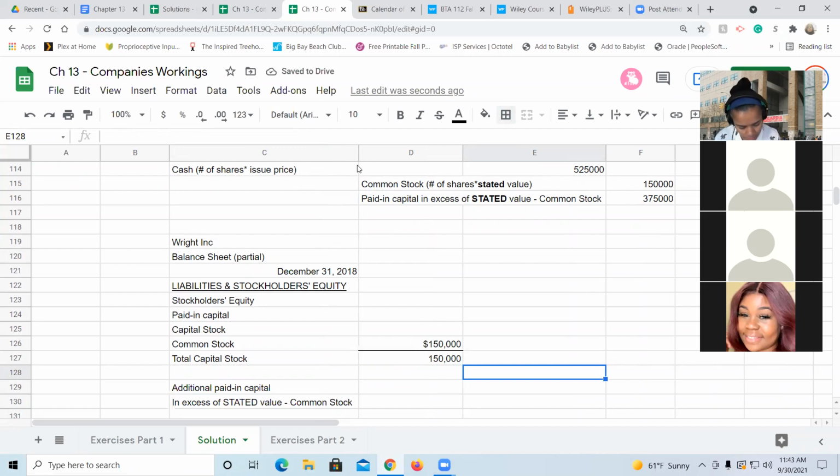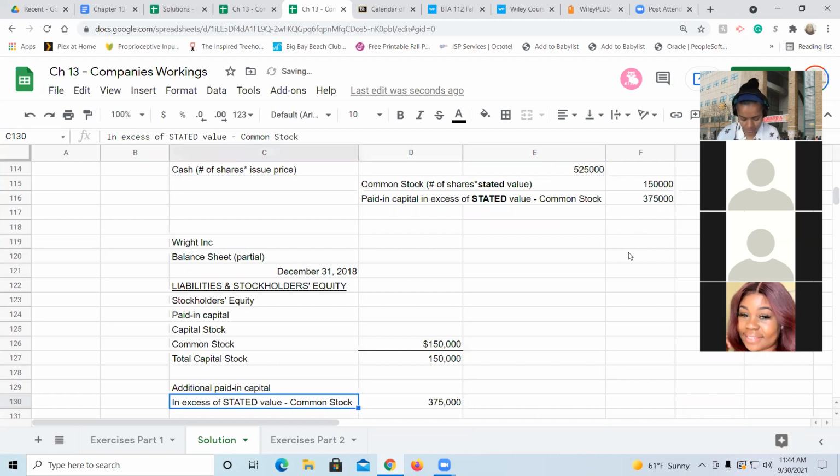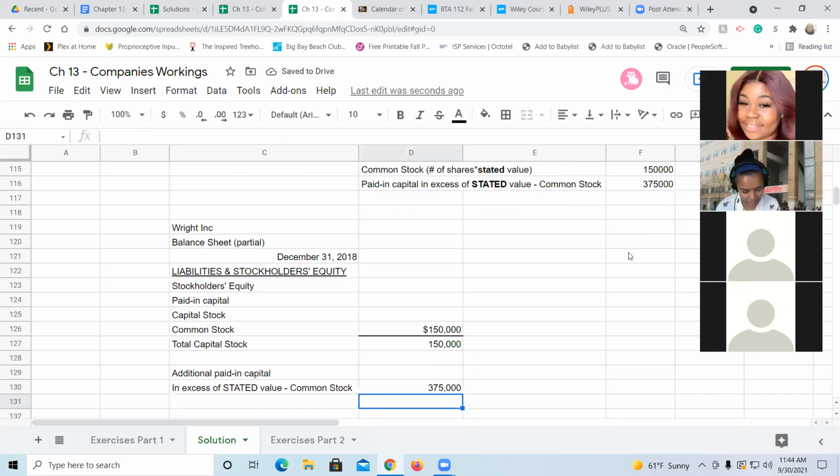It's not the same numbers, but in example 5, we did a balance sheet with a par value, and it's almost identical except for this notion that you're now going to use stated value. You pick up your 375 from your journal entry, or you would have picked it up from your ledger or from your trial balance.